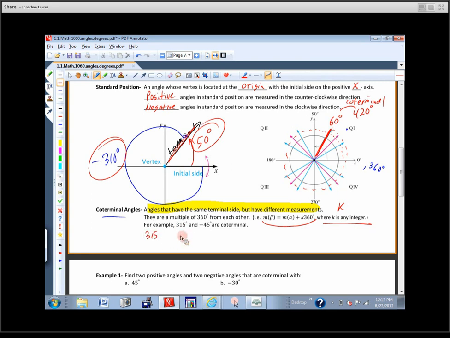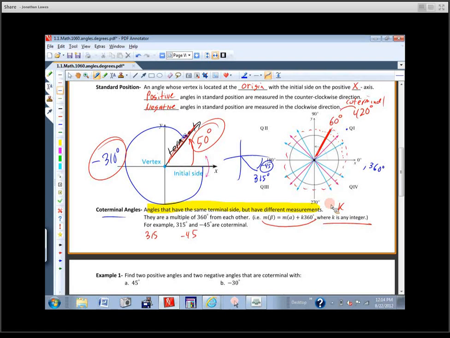Okay? So 315 and negative 45. Those two are coterminal. You can see that they're coterminal by doing this. So here's 315 degrees. There's 90, 180, 270. 360 would be right here. So this is 315 degrees. It's this guy right here. But that's also the same as negative 45. So you could either go around 315 degrees to get here or back up 45 degrees to get to the exact same place.